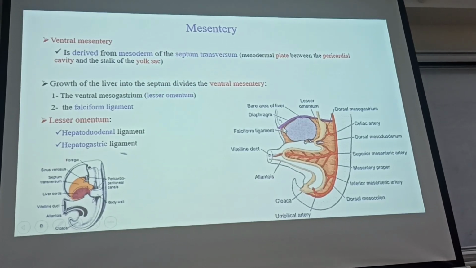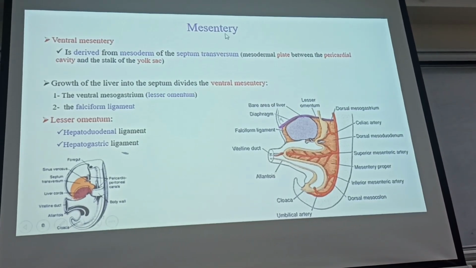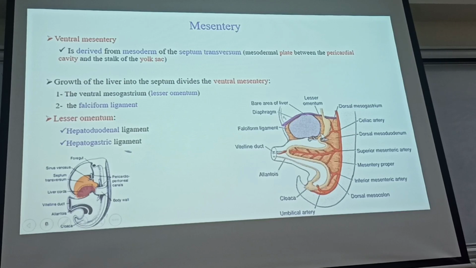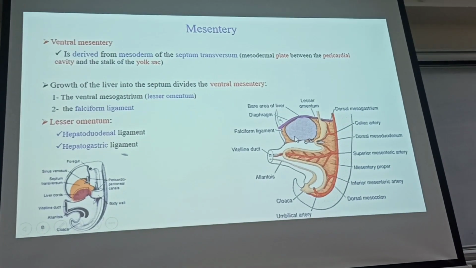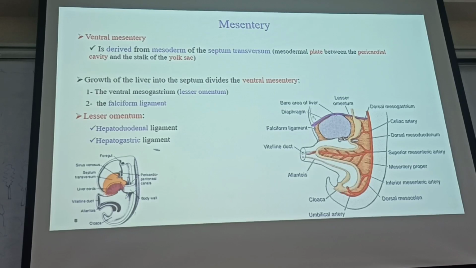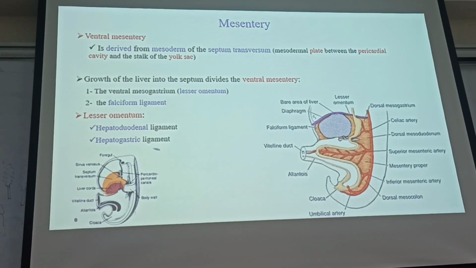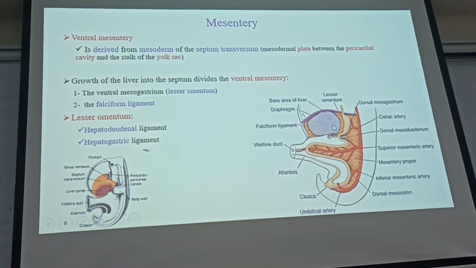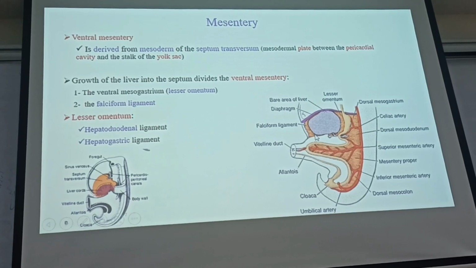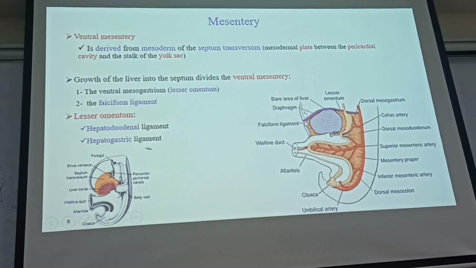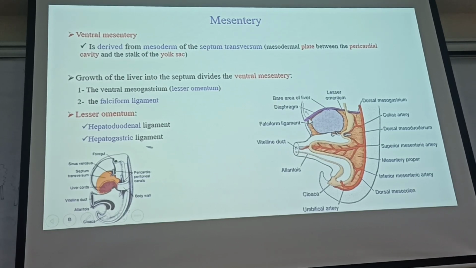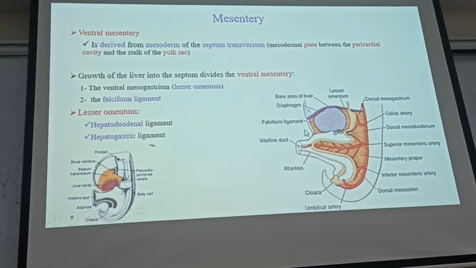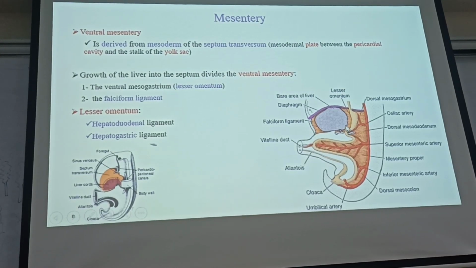Falciform ligament and lesser omentum. Do you know the falciform ligament? Falciform ligament connects the liver to the anterior abdominal wall. This is the liver. Anterior surface of the liver is here. Anterior wall of the abdomen is here. So, falciform ligament is located between two organs. Okay? Lesser omentum. What is the lesser omentum?